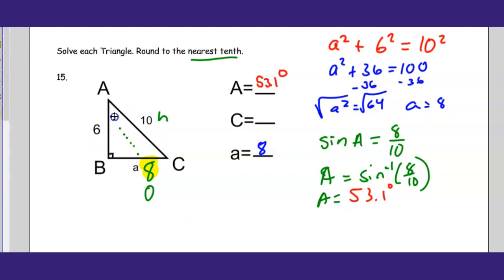And now all I do is remember, these two angles right here equal 90 degrees. This angle A plus angle C is 90. So if I do 90 minus 53.1, I'll get 36.9. So this is 36.9. So there we go, we just completed this triangle.